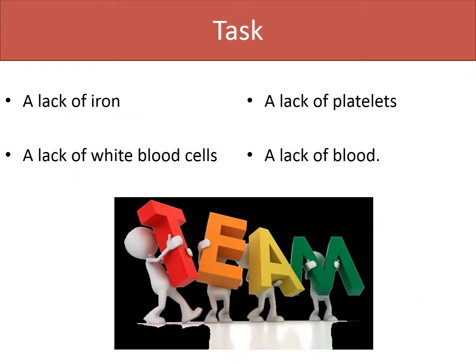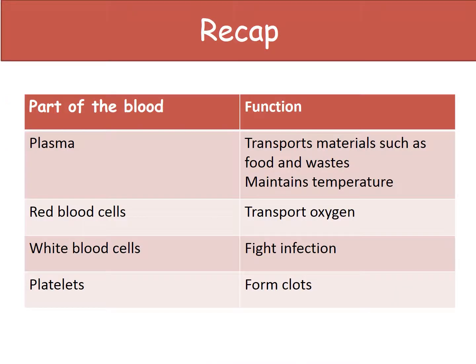Now for a task. Work in pairs to find out what problems each of the following might cause: a lack of iron, a lack of white blood cells, a lack of platelets, and a lack of blood. When ready, we will present what we have found back to the class.